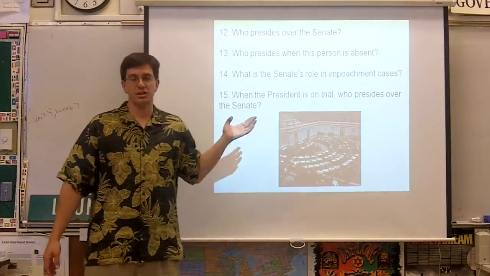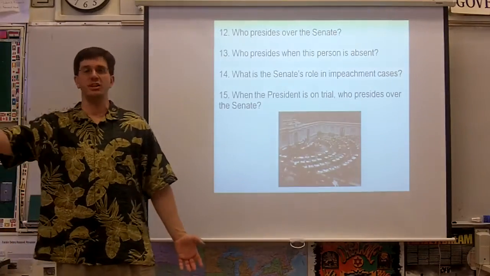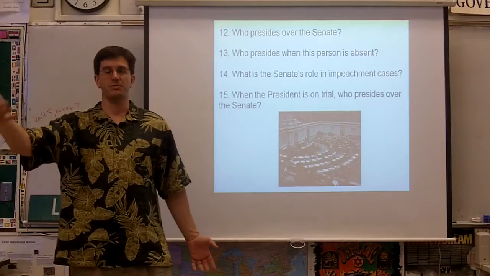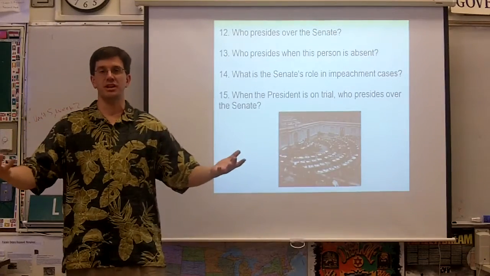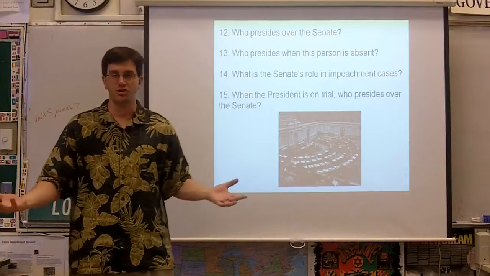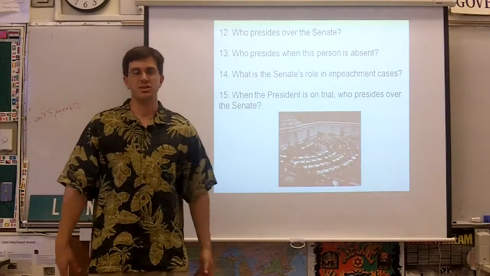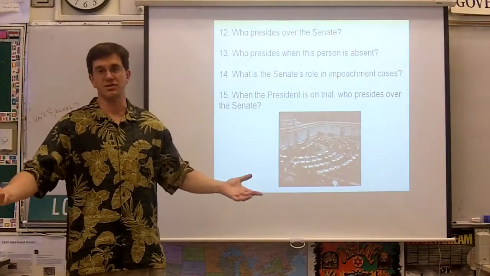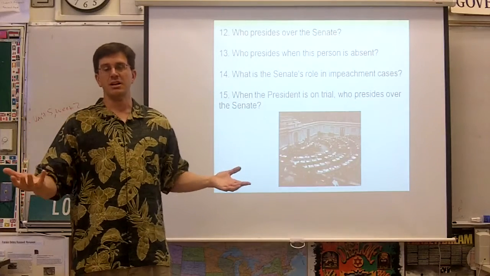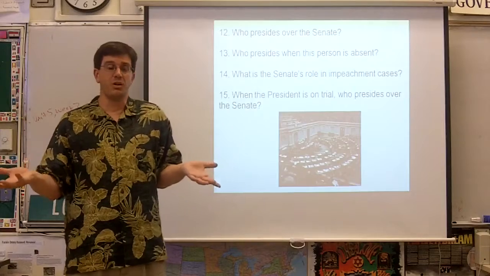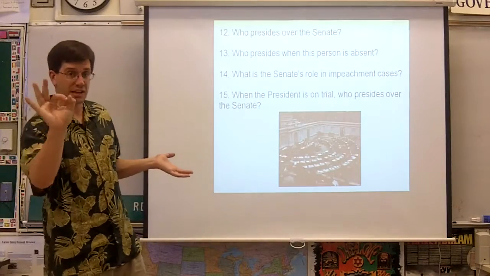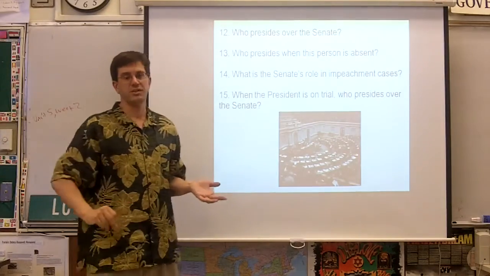And if the President is on trial, officially the Chief Justice of the Supreme Court presides. Really all that is window dressing, because a president on trial to potentially lose his job is of course a big deal. So they have the symbolic presence of the Chief Justice. It's still the Senate arguing for and against, and then ultimately voting on whether to convict the President.